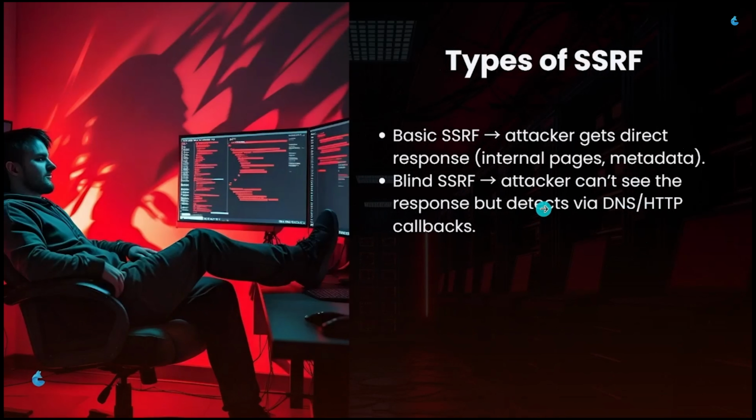Types of SSRF. There are two primary categories. One is basic SSRF, and in this video we are going to focus on the basic one. We'll explore blind SSRF in an upcoming video. For basic SSRF, the attacker directly sees the server's response. This is the easiest to exploit and the most dangerous, since internal pages and metadata get exposed immediately.